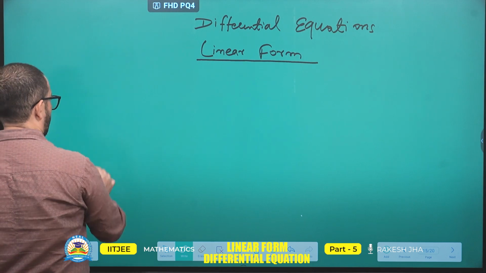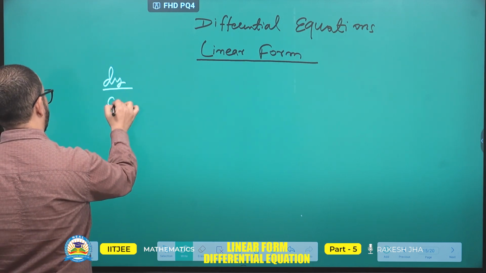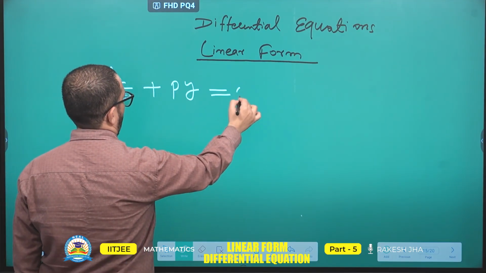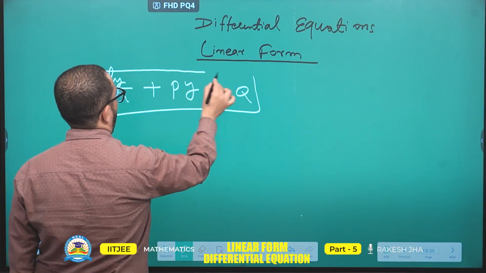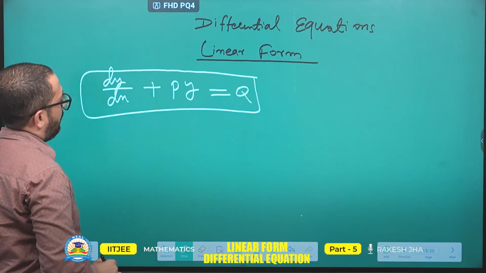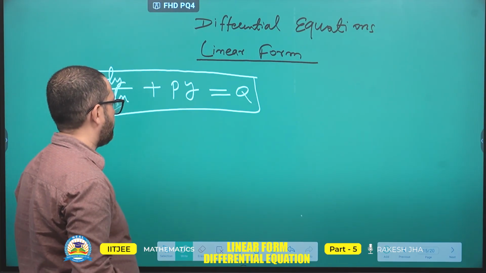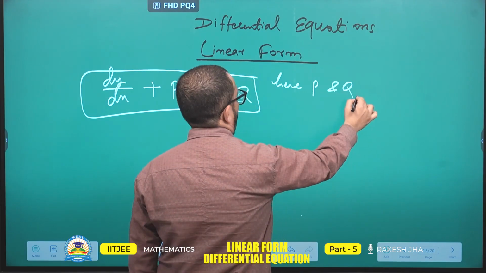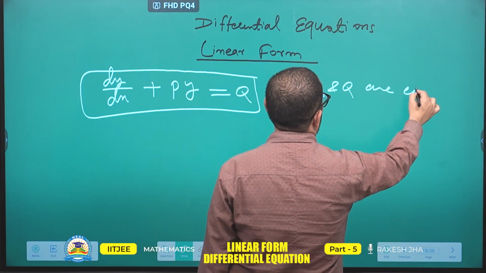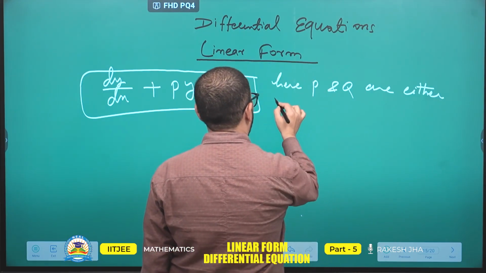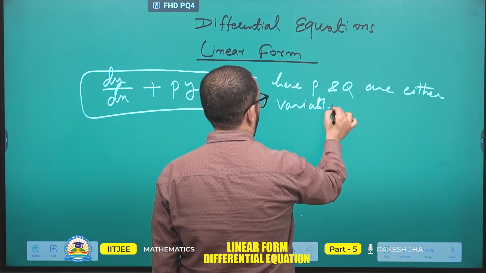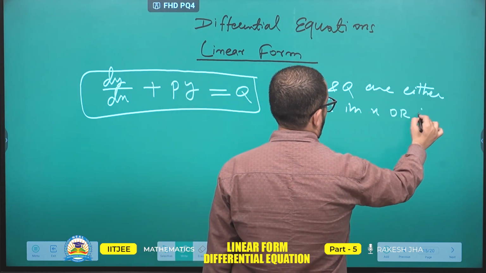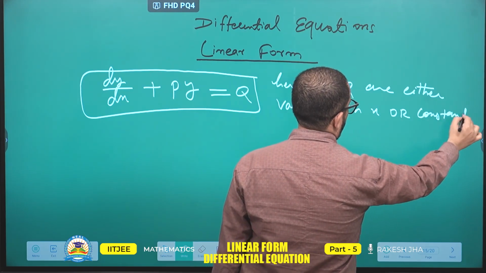So as we know, the derivative dy by dx plus py is equal to q. This is the linear form of the differential equation. So here, what is p? Here p and q are either variables in x or constants.